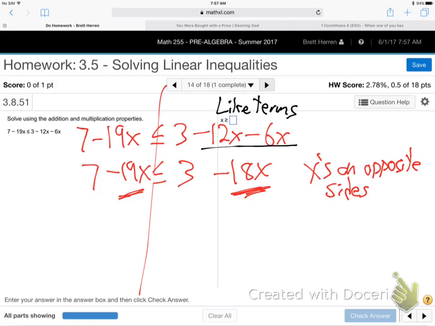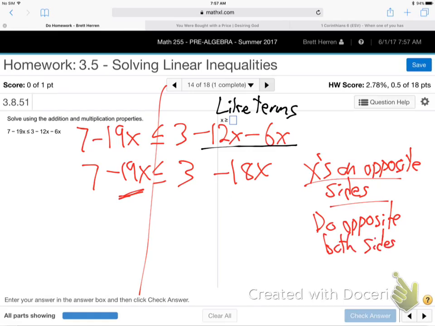Remember, when you have x's on opposite sides, do the opposite on both sides. So what do I mean? What's the opposite? I usually do the lower one. You don't have to. You could get rid of either one of those. Remember, they're both negative. They're both debt. Which one's worse debt? $19 in debt is lower than $18 in debt. The lower one is the minus 19x, technically.